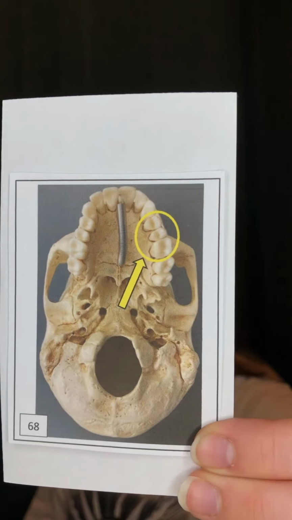The malleus, and this is the middle ear ossicle. The incus, also a part of the middle ear ossicle. And then the last part I'm showing of the middle ear ossicle is the stapes.